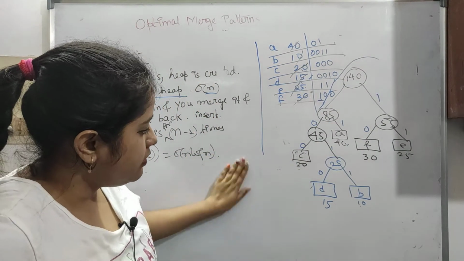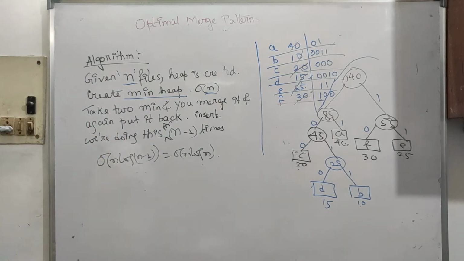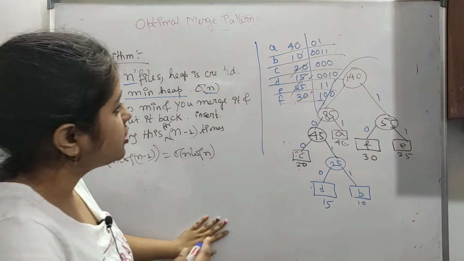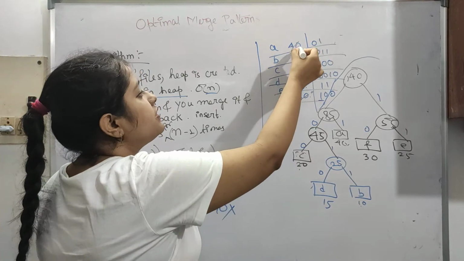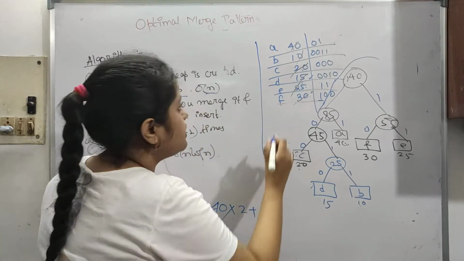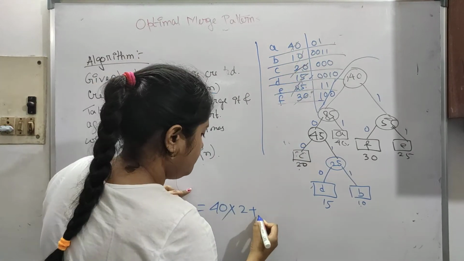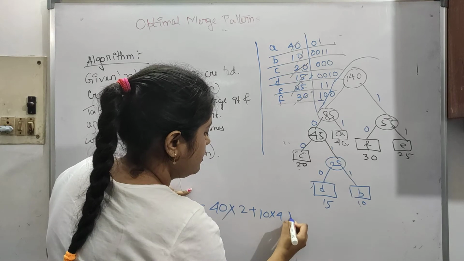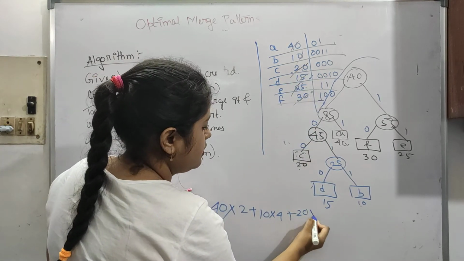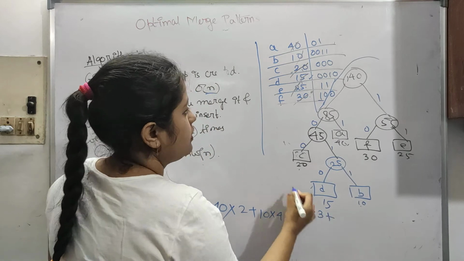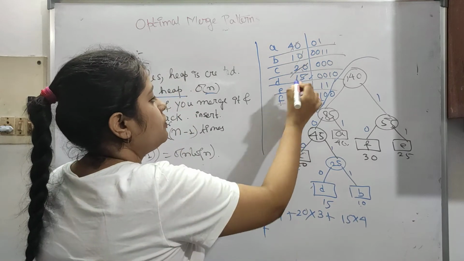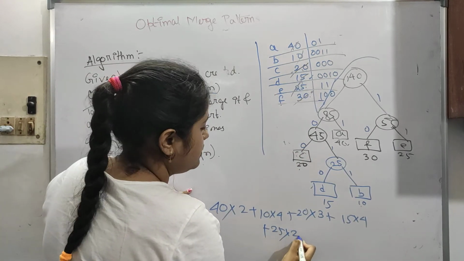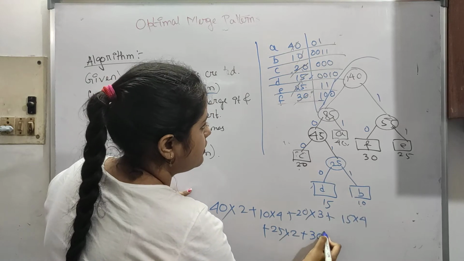So here now we can just multiply and then do the addition. So let's say 40 is from the first, taking 2 bits, plus next probability is 10 and it is taking 4 bits. So 10 into 4 plus this 20 is taking 3 bits. Then 15 is taking 4 bits. 15 into 4. Then 25 is taking 2 bits, and lastly probability is 30 and it is taking 2 bits.